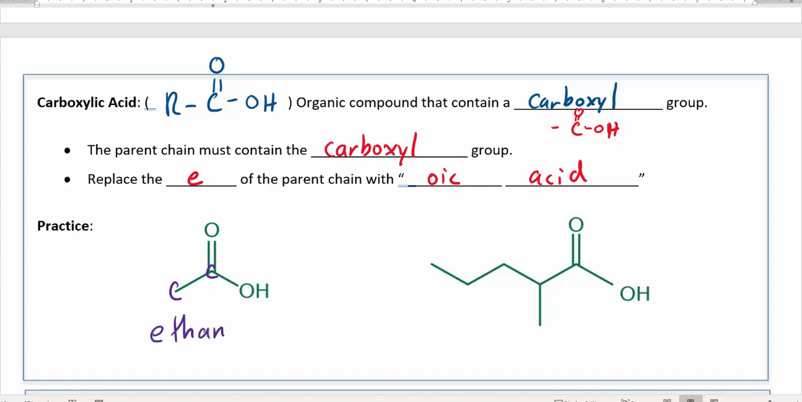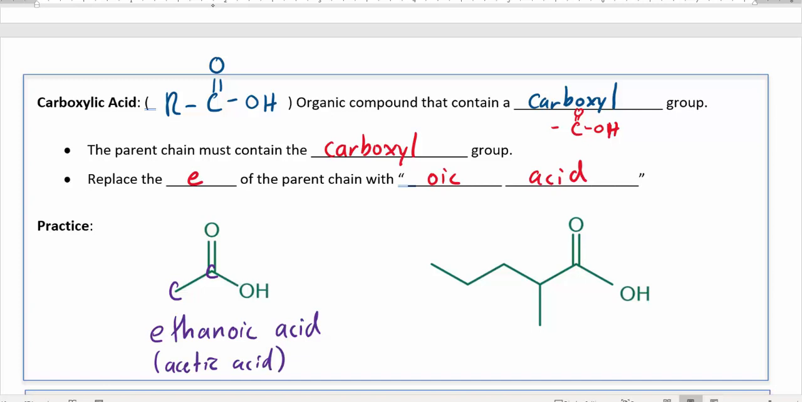And since it's all single bonds, it's an ethane. But since it's a carboxylic acid, we'll call it ethanoic, and then the word acid. Now, ethanoic acid is actually something you're quite familiar with because its common name is acetic acid, which we've seen a bunch this year because it's that component of vinegar.